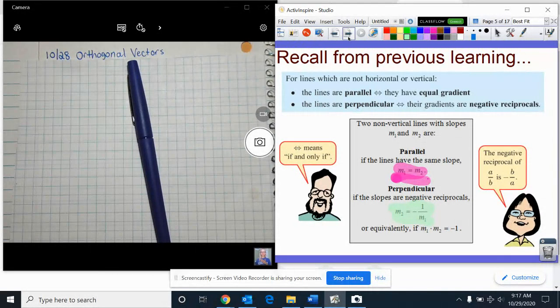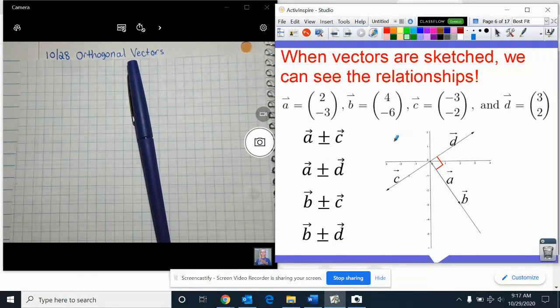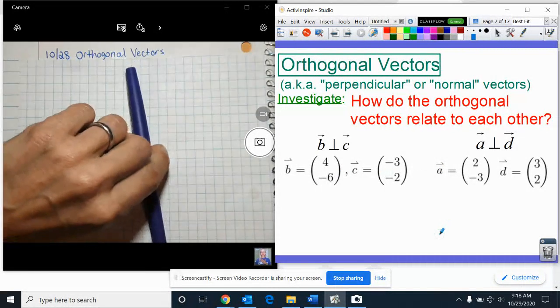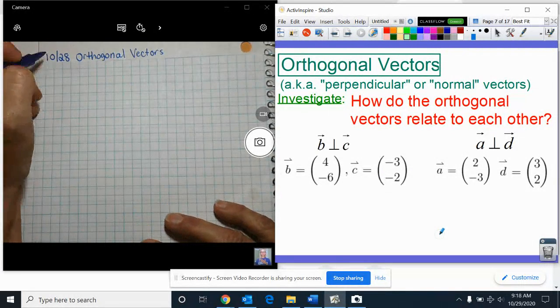So let's look at orthogonal vectors today. Vectors that we saw in the parallel lesson, you'll see these four vectors, and notice that A and B are parallel. They could form the same vector relationship. They are both perpendicular to C and D. Now, how do these vectors relate to each other? So let's take a moment and then draw them in our notebook.